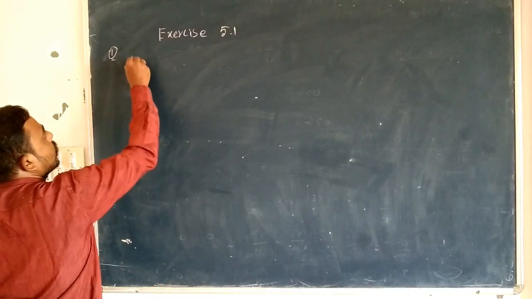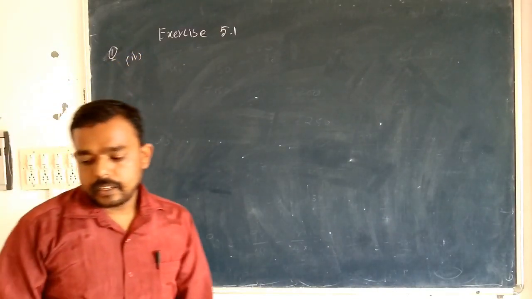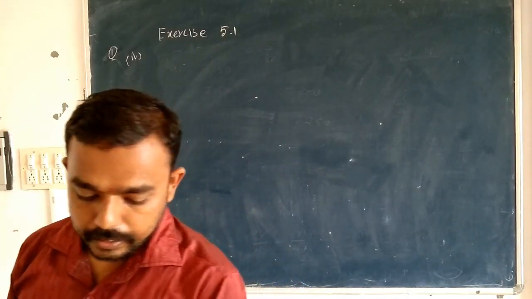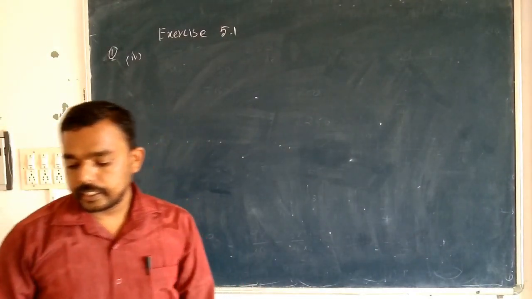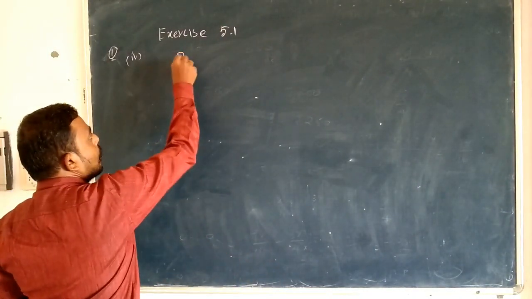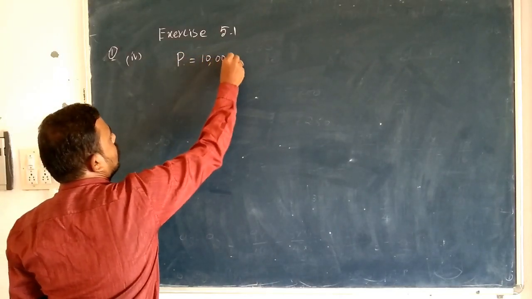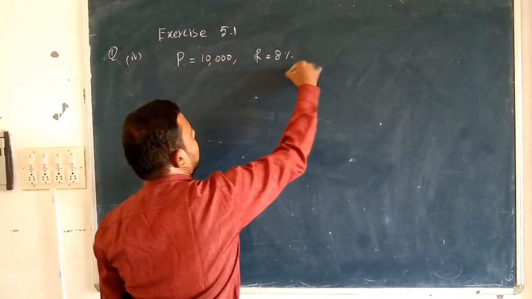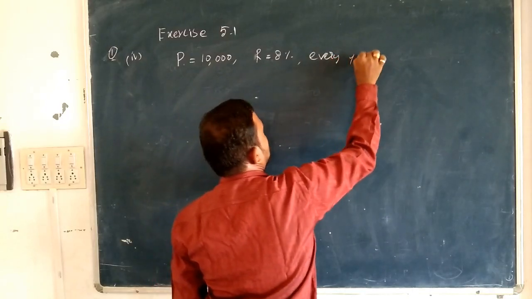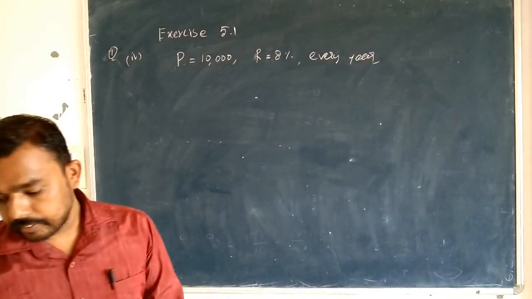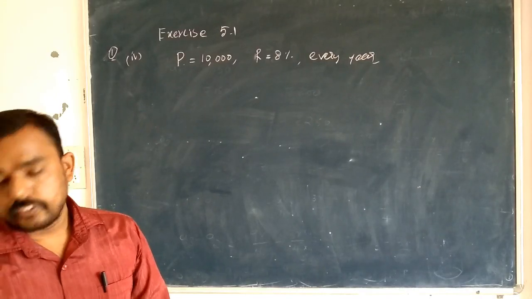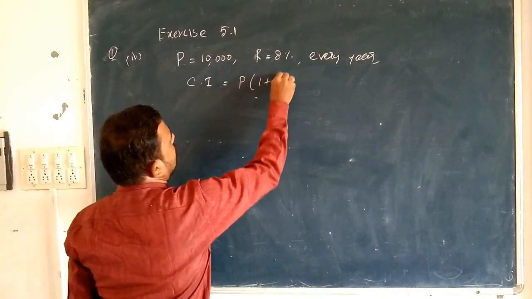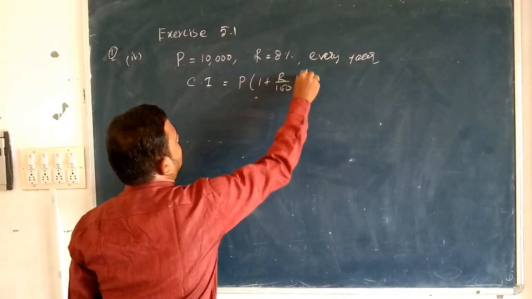Next, come to the fourth one. The amount of money in the account every year when 10,000 is deposited at compound interest. So compound interest is given. The principal amount is 10,000 and the rate of interest is 8 percent every year. Now we need to write the compound interest formula: P into 1 plus R by 100 to the power n, where n is the number of years.